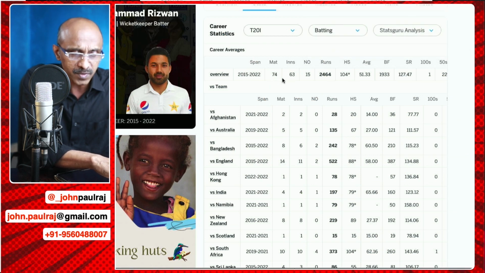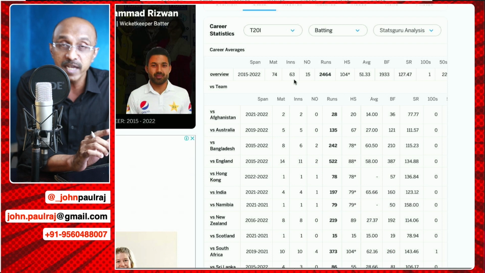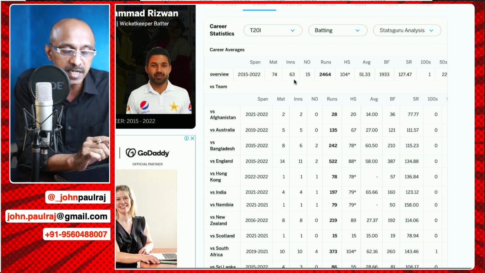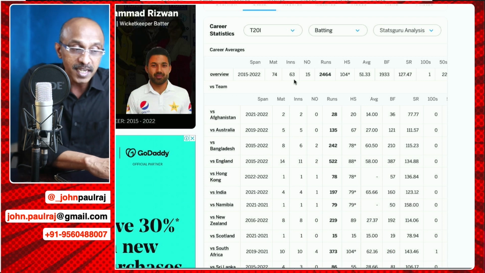We see that he's played in 74 matches and 63 innings. The difference is that he's played in 74 matches, but he's come out to bat 63 times out of those 74 matches. He's remained not out 15 times, and the total number of runs that he's scored over all those 63 innings is 2464.